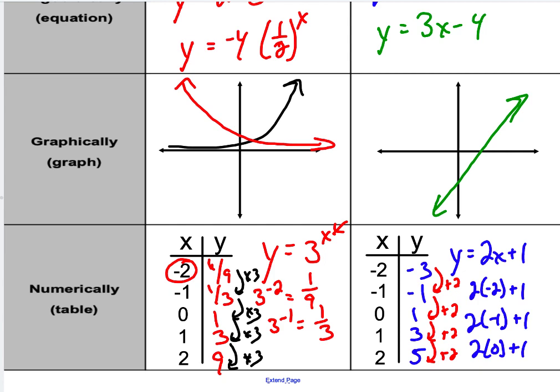An exponential function is going to use multiplication to grow. So notice that this one went from a 1 to a 3 to a 9. So it went up by 2, then it went up by 6. So it's growing at bigger and bigger amounts as it goes.